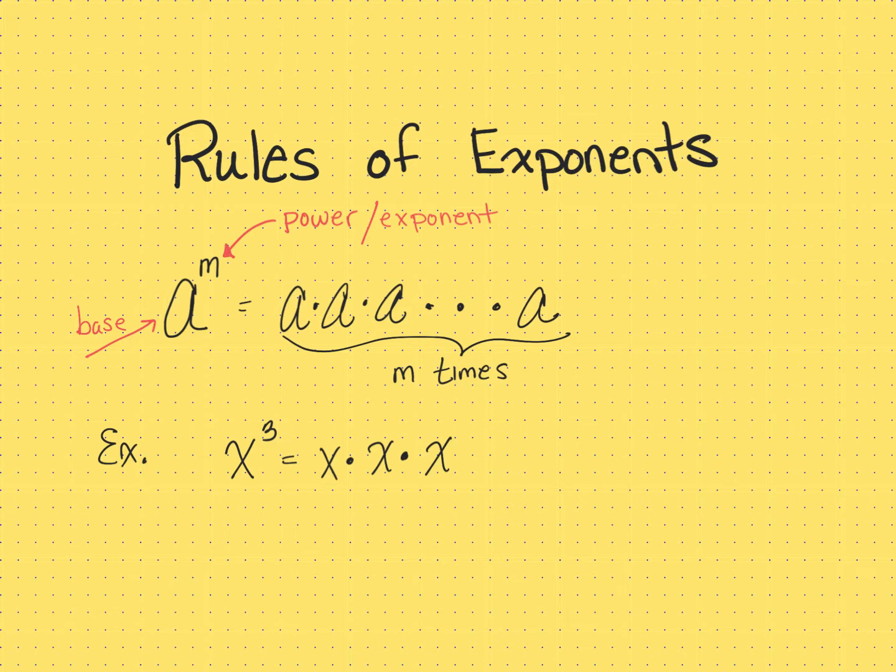So a to the m would be a times a times a, m times. As an example, if we have x cubed, what it means is x times x times x. This is just a shorthand way mathematicians use so that we don't have to write something like y to the 17th and write y out 17 times.